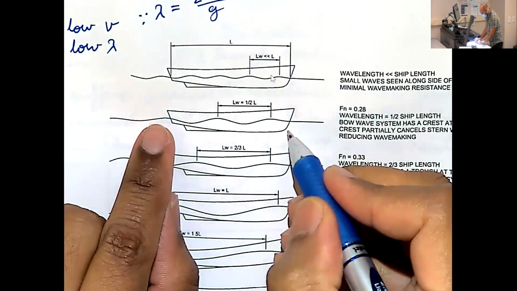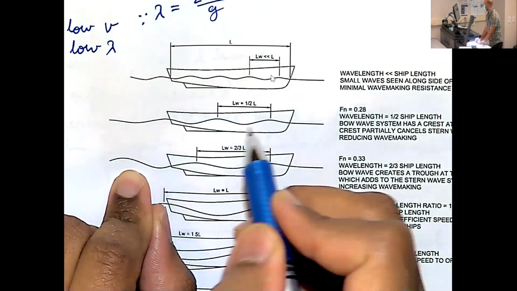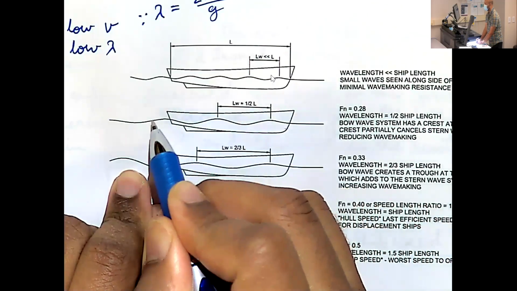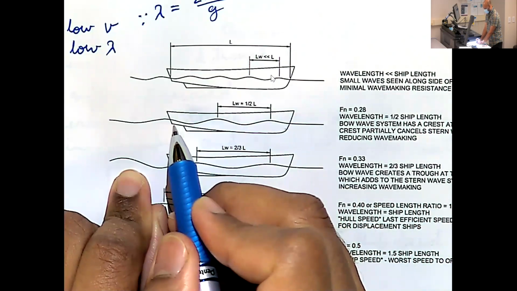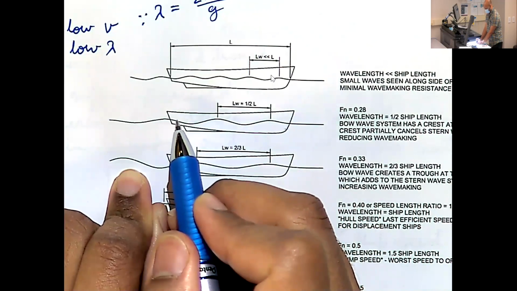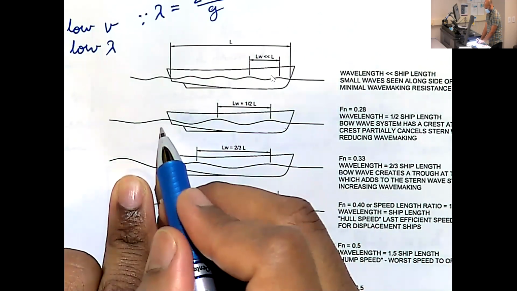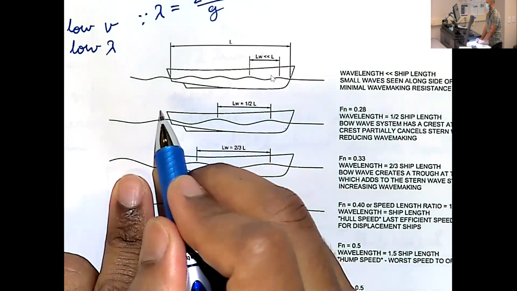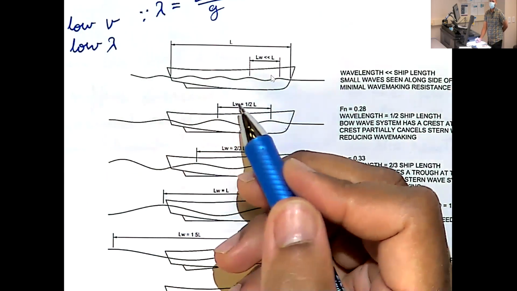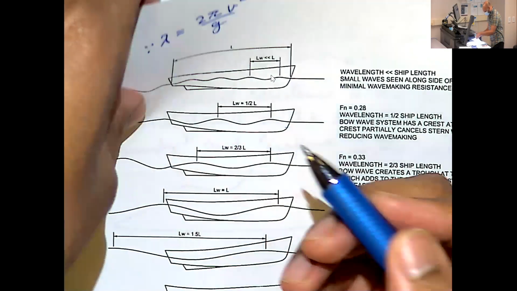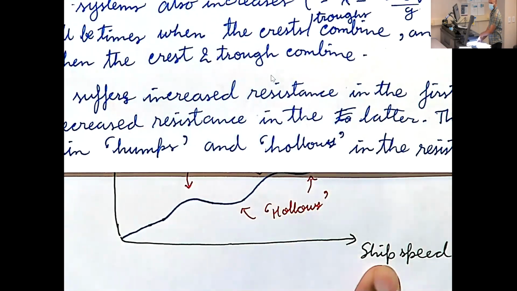let's say at this instance, what do we see? We see a crest from the bow has reached the stern. So at this point, we'll get which one, hump or hollow? We will get a hump or a hollow in the drag. Drag will increase or decrease? Crest from the bow is combining with trough from the stern. Yeah, that's good for us, right? That the drag decreases, okay? So that's what this hollow represents, since we are talking about the ship speed here.